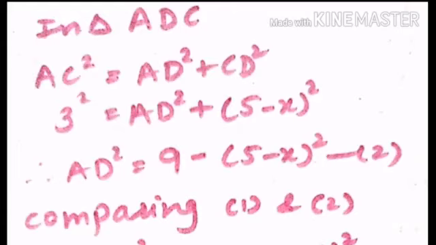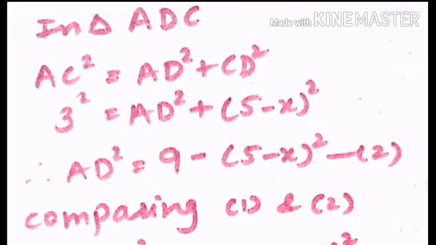So in triangle ADC, AC square is equal to AD square plus CD square, 3 square is equal to AD square plus (5 minus x) whole square. I told you how the CD value was found. BC is 5, BD is x, so CD is 5 minus x, and whole square. So AD square is equal to 3 square, 9, minus (5 minus x) whole square. Now this is our second result.